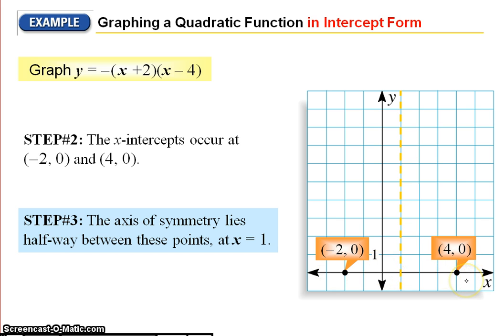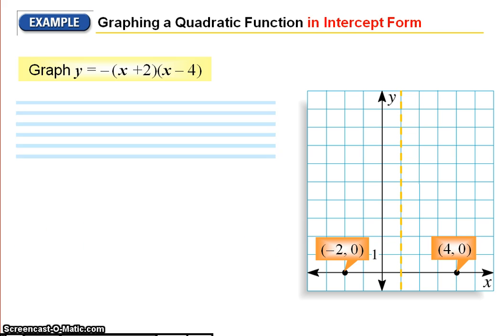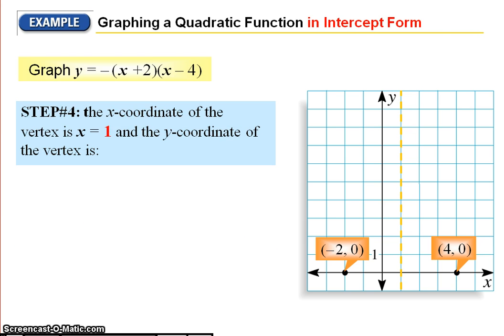So we have 2 points. We need 5 points. We know that the vertex is on the axis of symmetry. That's by definition. So when we plug in x equals 1, we should be able to find the y-coordinate for the vertex. So we can just plug in 1 into our original function to get the y-coordinate is 9. So we know that the vertex is at 1, 9. So we plot that point.